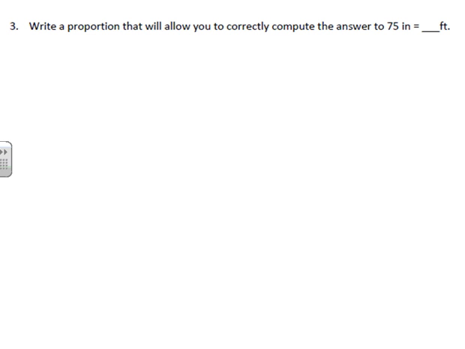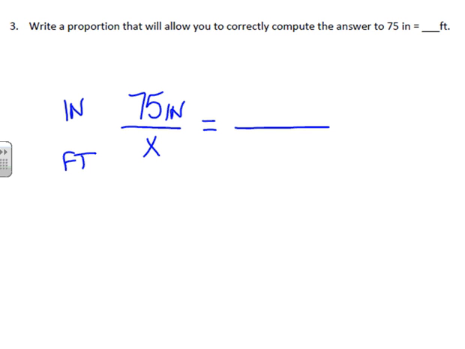Number 3, write a proportion that will allow you to correctly compute the answer to 75 inches equals how many feet. Just like the last one, we need a proportion, so two fractions that are equal to each other. Again, we're going to put inches in the numerator, and this time we're going to put feet in the denominator. So I'm going to put 75 inches over x, because I'm trying to figure out how many feet that is. And the second fraction is my conversion factor.